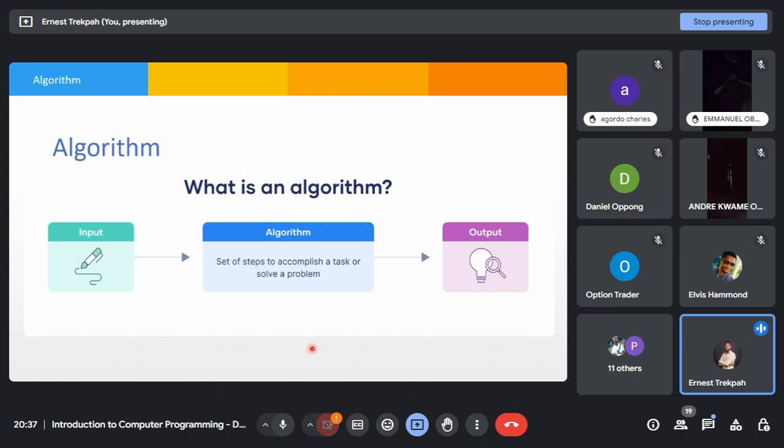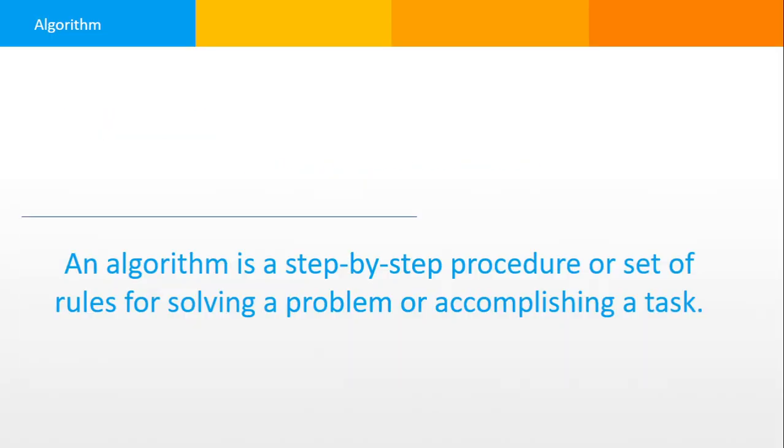Okay, I have another definition here. Let's look at it. We are saying that an algorithm is a step-by-step procedure or set of rules for solving a problem or accomplishing a task. So here the takeaway is a step-by-step procedure laid down for solving a particular problem or accomplishing a task. I believe this is self-explanatory and we can move forward.